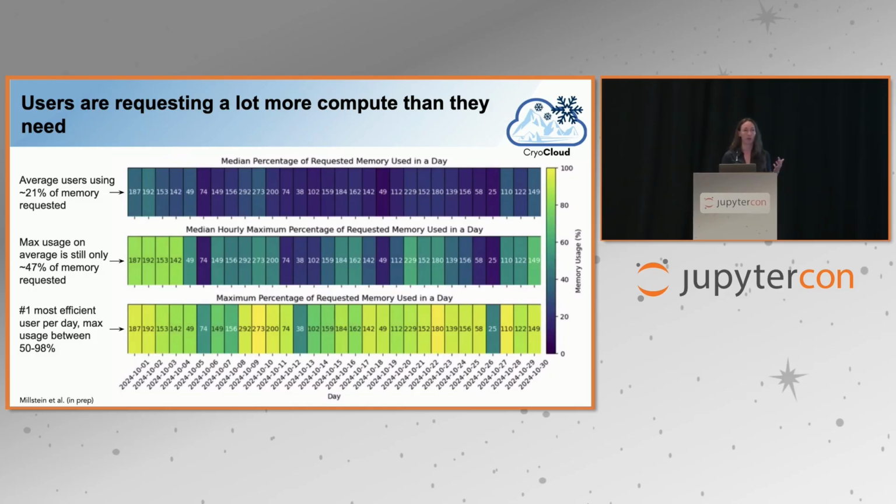So this really goes to show that we need to train our users a lot more about how much compute they actually need, because in our surveys, they told us they think they need a lot more than we actually provide, and they're really not using it.